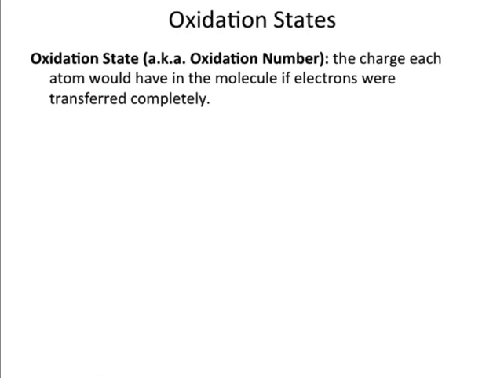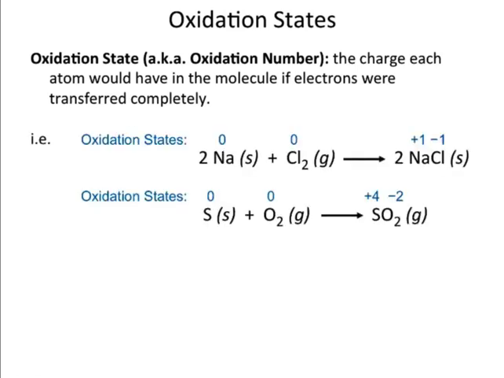And now we're going to expand on that by talking about oxidation state. This is also called oxidation number, depends on who you ask. And so basically the oxidation state is what the charge would be on each atom if the electrons were transferred completely from one atom to the next. And so for ionic compounds, it's really straightforward. Whatever the charge is, because we know this explicitly for ionic compounds, then that is the oxidation state, right?